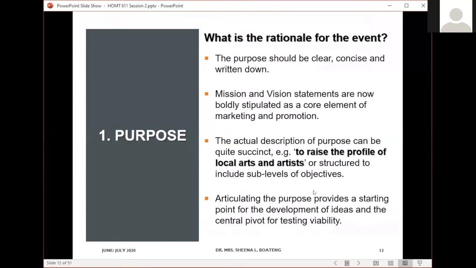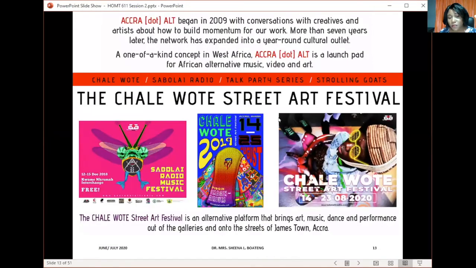Yes, please. Great. So the purpose for the event has to be clear. And like we can see from all the events that the Accra.alt people are organizing, from the Chaliwote to Sabulai Radio, to Talk Party, to Strolling Goats, it's all about showcasing African artists, African musicians, African photographers, African artists who are doing creative paintings and sculptures and stuff. All these people in the creative arts industry, they are bringing them together to showcase them.